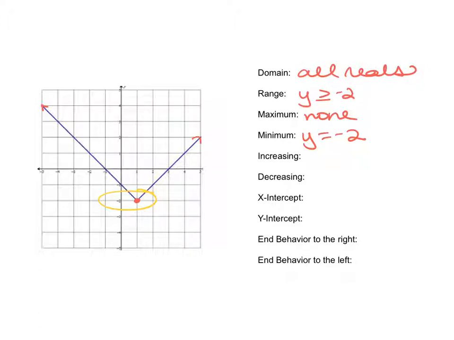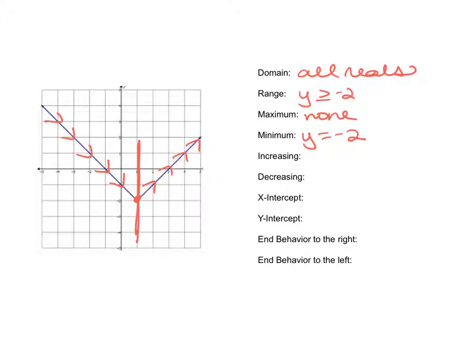All right, so now for increasing from left to right. All right, so when I'm looking at this graph from left to right, it goes down, down, down, down, down. There's that minimum where it changes directions, and then it starts going back up again.